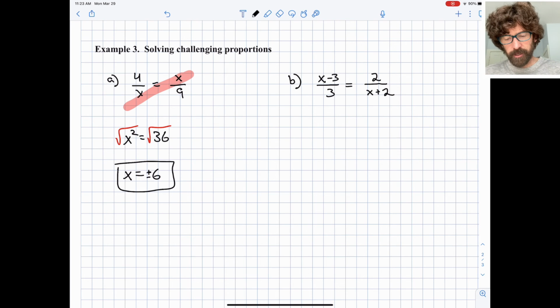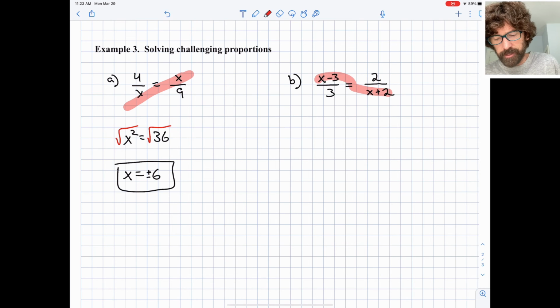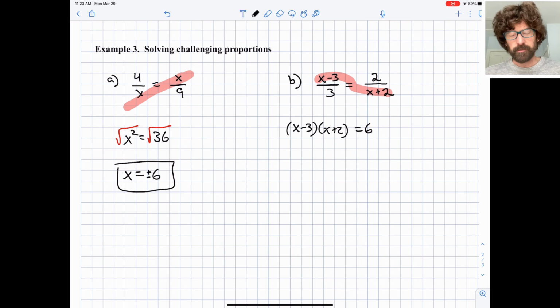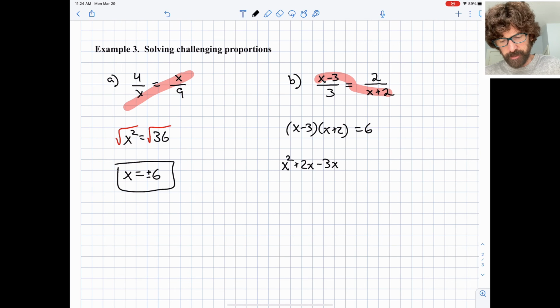If this last problem, we'll get even a little bit more complex. And we're going to cross multiply there. And we get x minus 3 times x plus 2 equals 6 when we cross multiply in the other diagonal. Let's FOIL that out. We'll get x squared plus 2x minus 3x minus 6 is equal to 6. Looks like we have a quadratic equation we're going to solve.